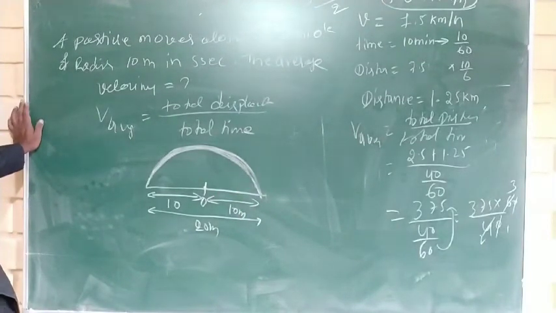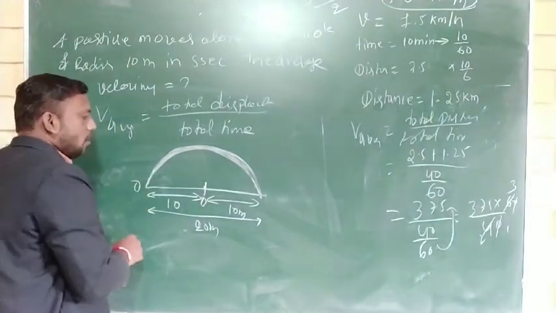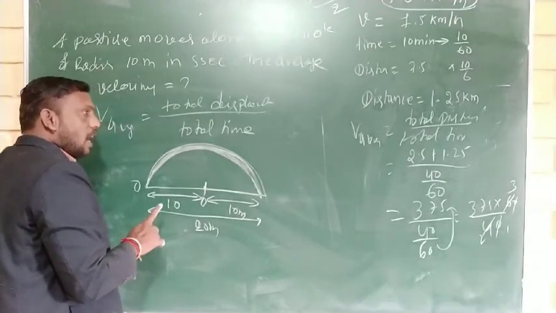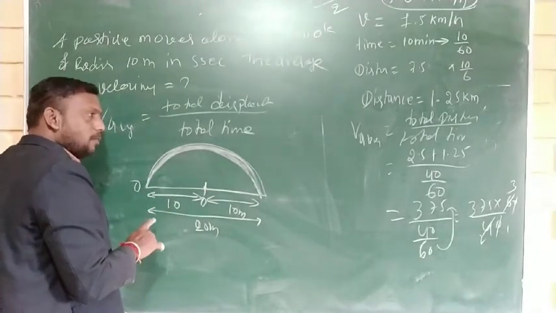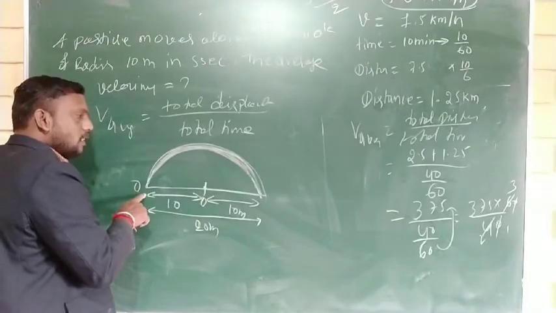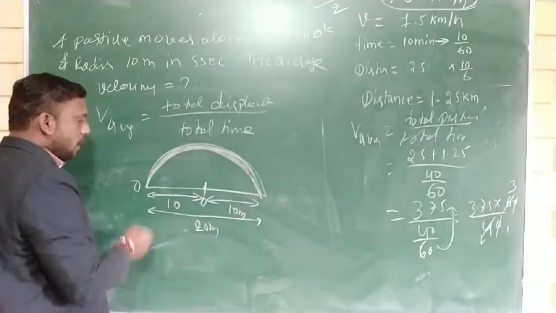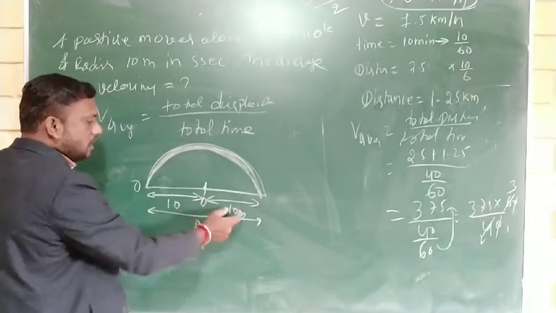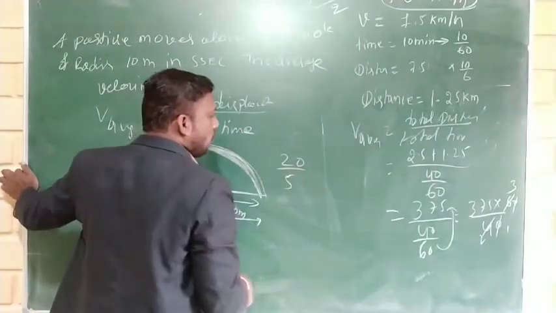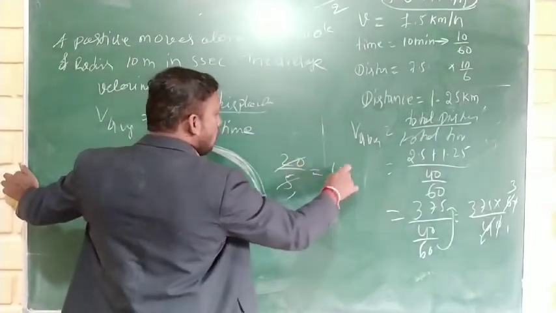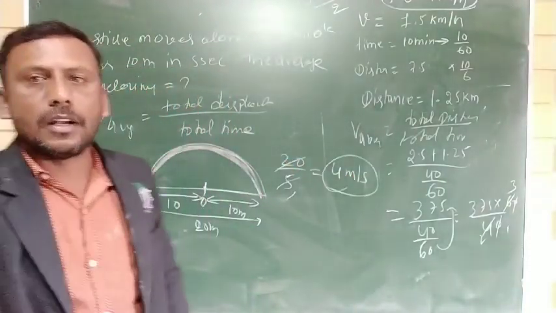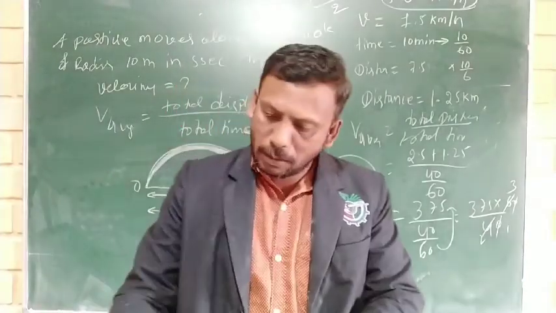What is the average velocity? From the initial point, it moves in a semicircle. If we ask average speed, we take the total distance, but here they ask average velocity, therefore we take only displacement. Displacement from this point to this point is 10 plus 10, which is 20. Time taken is 5 seconds, therefore 20 divided by 5 is 4 meter per second. The average velocity of the particle is 4 meter per second.